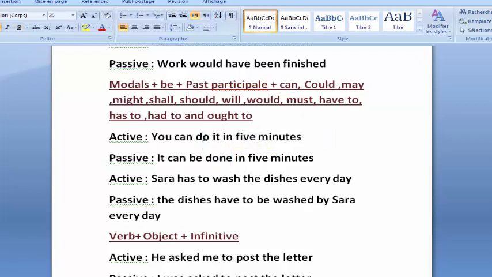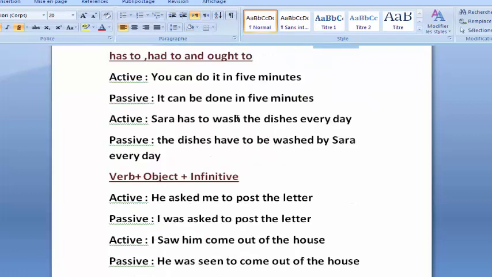Sarah has to wash the dishes every day. Here we used has to. Passive: the dishes have to be washed. Have to be washed by Sarah every day.